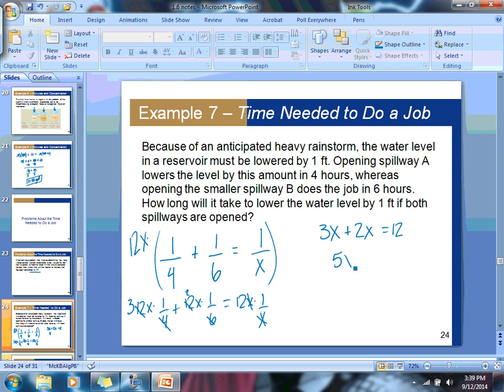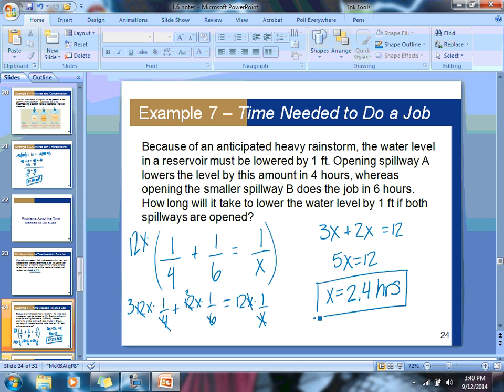So now I have 5x is equal to 12, and when I divide by 5, I'll get a decimal. That's okay. We're dealing with time here, so we should get about 2.4 hours. Now that should make sense. If one spillway takes 4 hours and the other one takes 6, if you open them both, it should take a lot less time than either of their individual times.